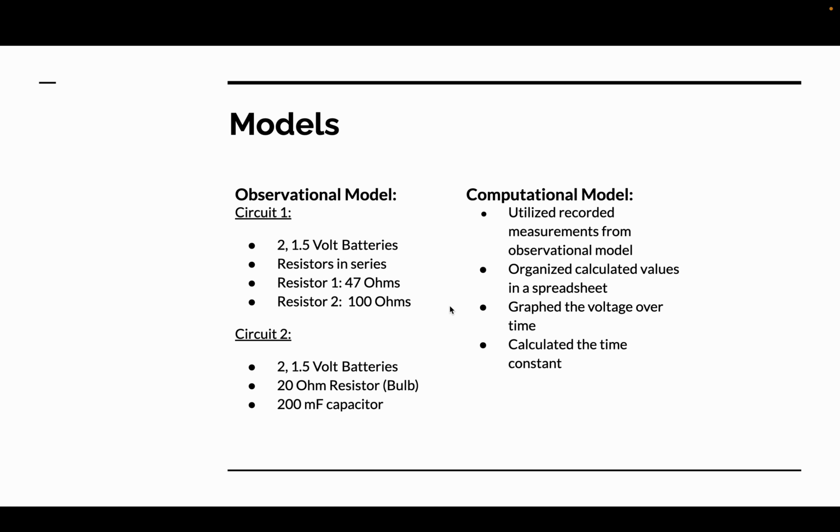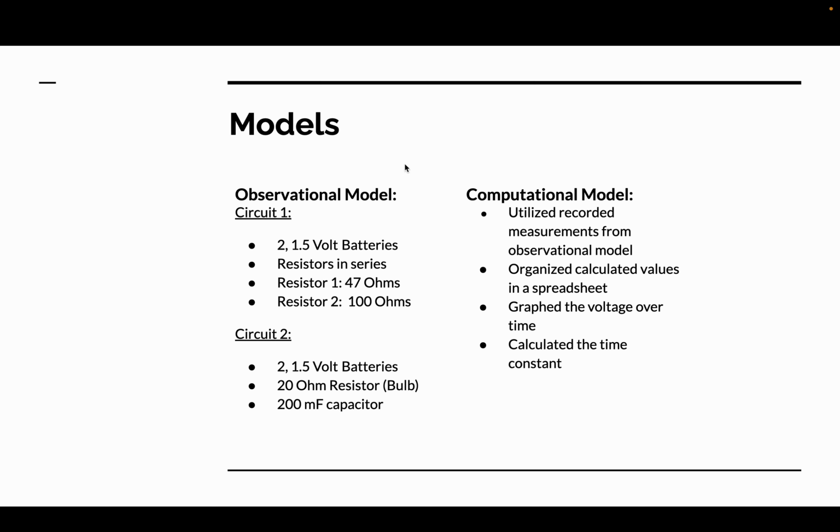We had 3 models in this lab. The first 2 are observational, and they are made up of the 2 circuits we made physically in lab. Circuit 1 consists of 2 1.5 volt batteries. It has 2 resistors in series, the first of which is 47 ohms, and the second which is 100 ohms. Circuit 2 utilizes the same 1.5 volt batteries, but this time it has a 20 ohm resistor in the form of a light bulb and a 200 mF capacitor.